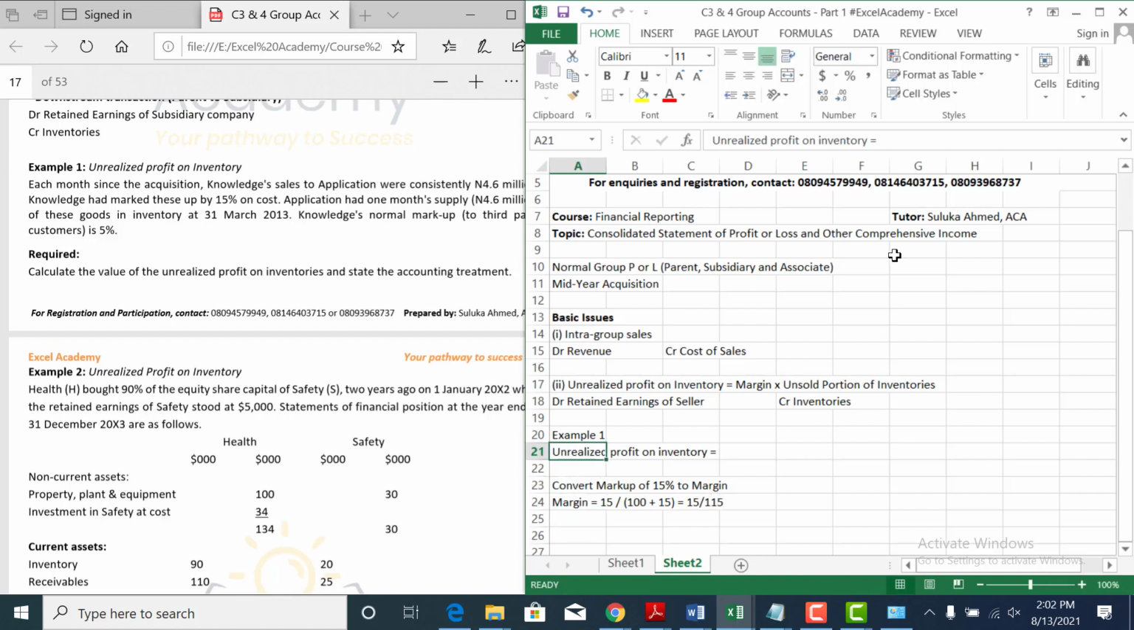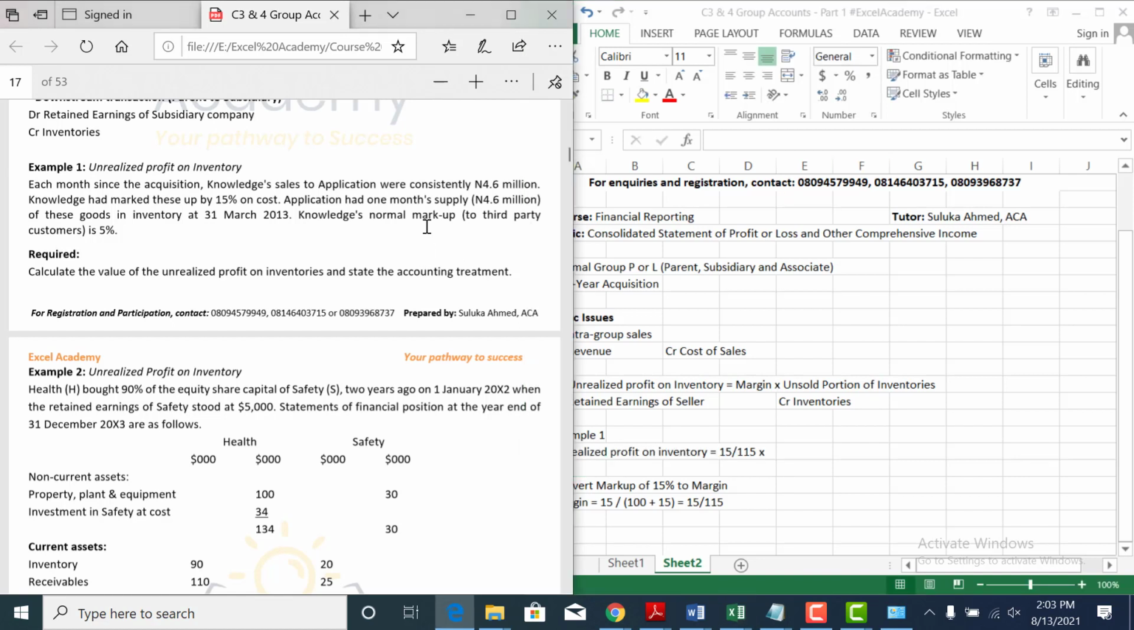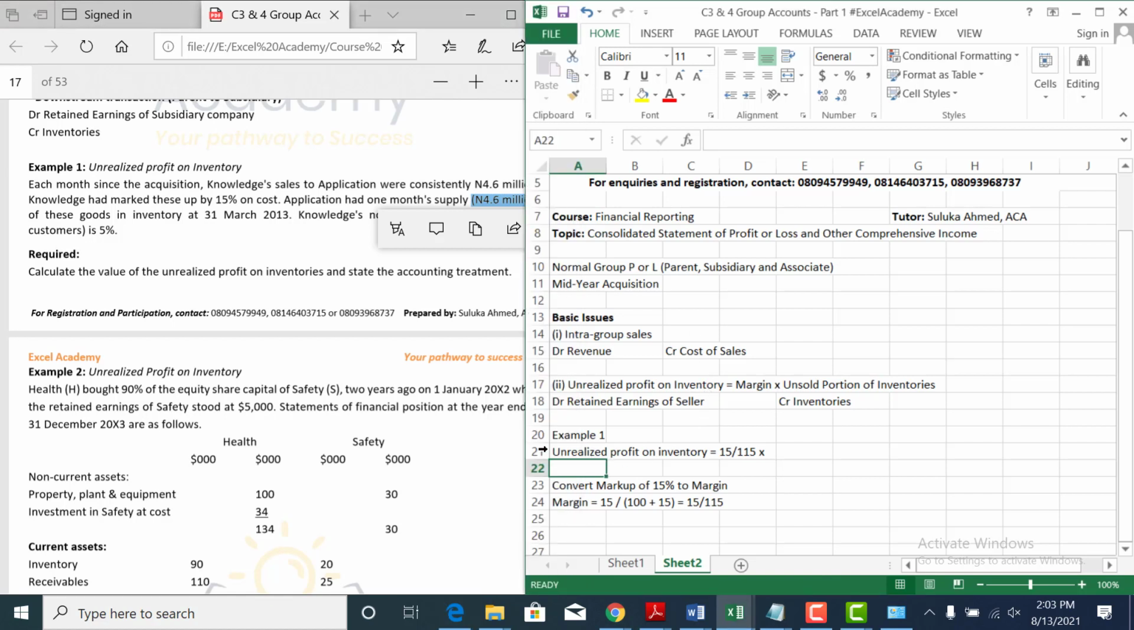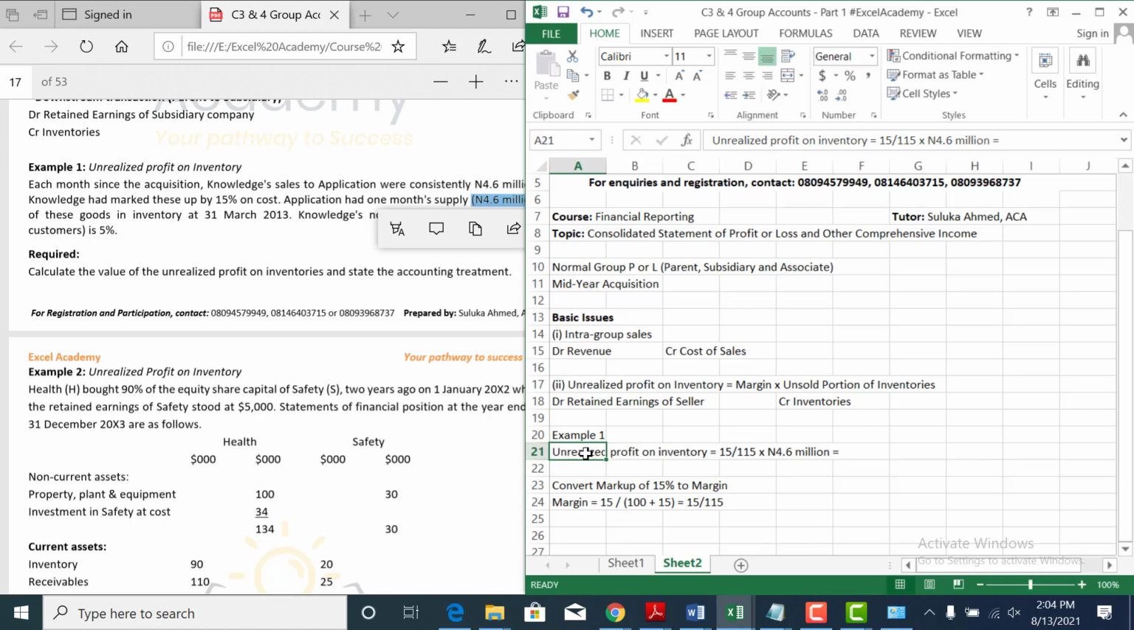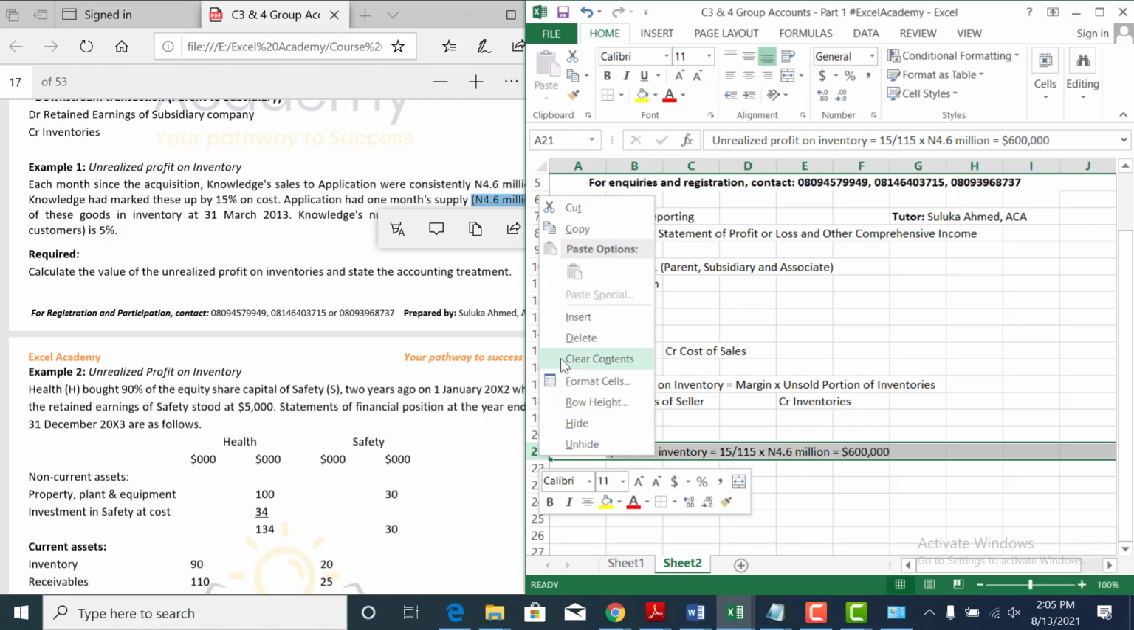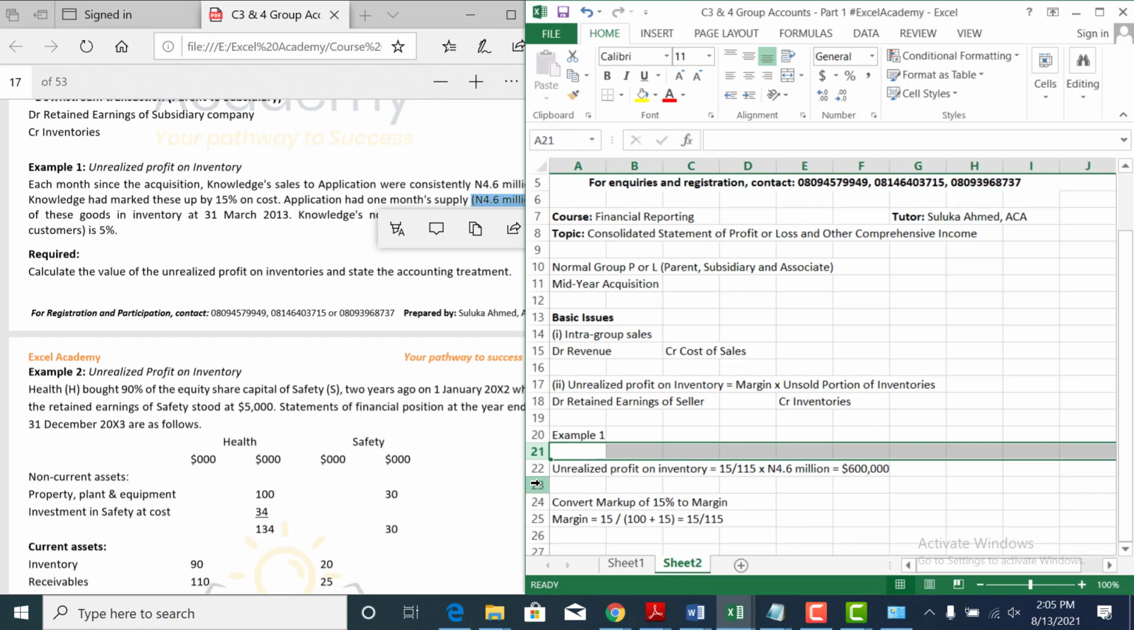So the unrealized profit will now be 15 over 115 times the unsold portion of the inventories. Look at it. They said the application had 1 month supply, and the 1 month supply amounts to 4.6 million. So that's 15 over 115 times 4.6 million, which is 600,000.